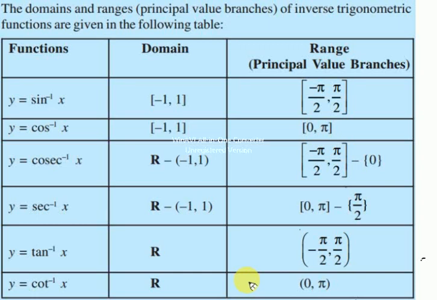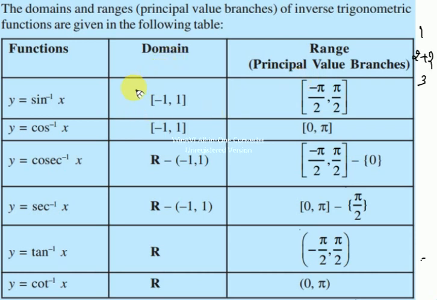Hello everyone. Now we shall discuss a few important concepts on inverse trigonometric functions. Inverse trigonometric functions contain 1 mark questions, 2 marks questions and 3 marks questions. Basically, the 1 mark question is usually on the domain and ranges of the 6 inverse trigonometric functions. The ranges are also called principal branches.